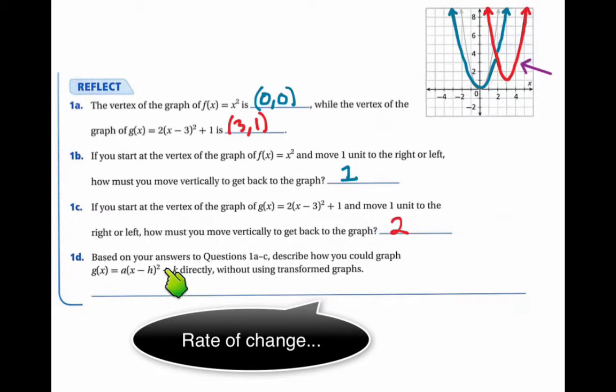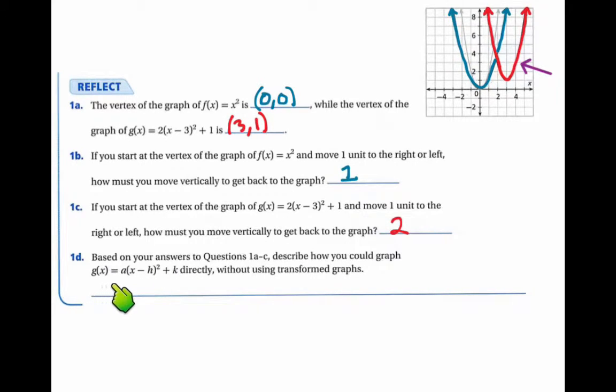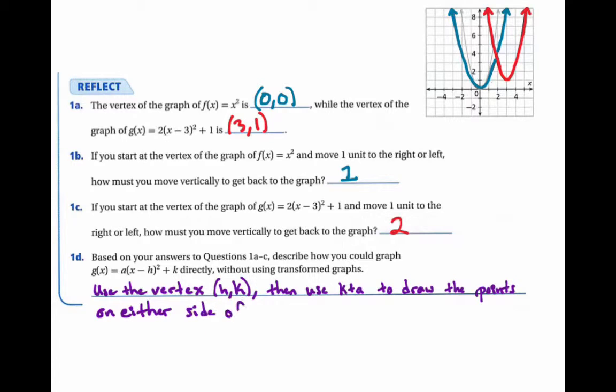And now this is kind of a weird way to say it. So based on this, how would we graph g of x directly without having to use these transformed graphs? Well, what we could do is just use the vertex, (h, k), so we'd start with that, and then we would use 1 point to the right or the left, and we would use k plus a to draw those points. So we'd go from the vertex, move 1 right, and just add a. We would move 1 left, and just add a. And then we could estimate the rest of our graph.